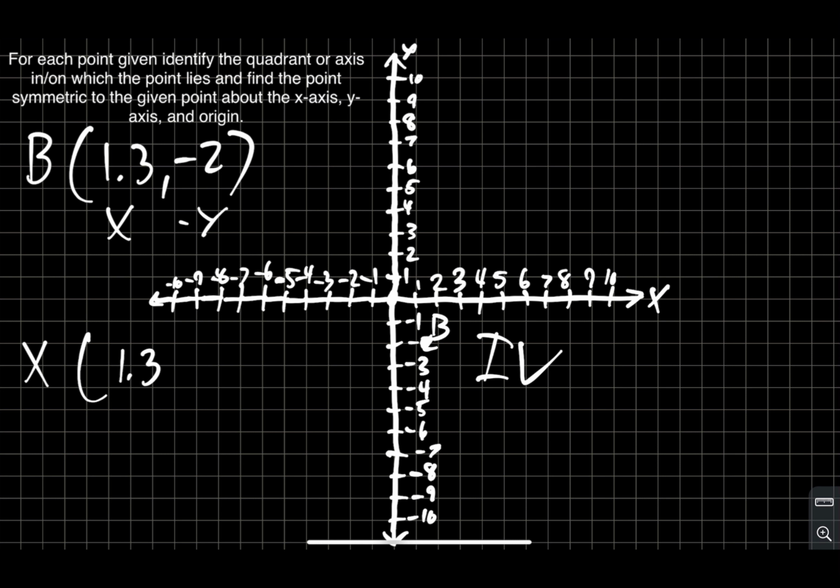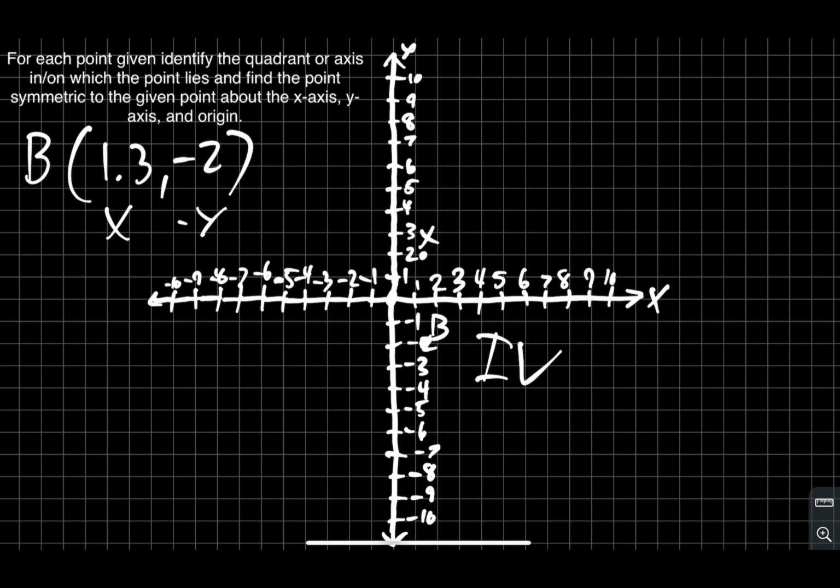We're going to get 1.3, which the x value is going to stay the same, but the y value is going to change the sign. So it's going to be positive 2. So when we plot that point, it's going to be about right here. That's going to be point x.